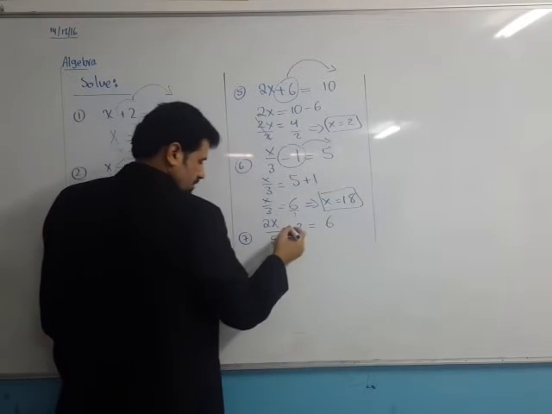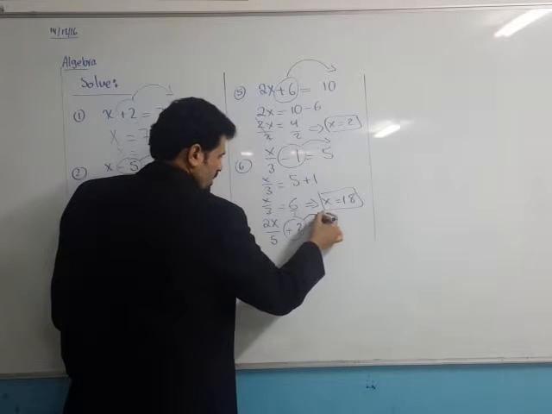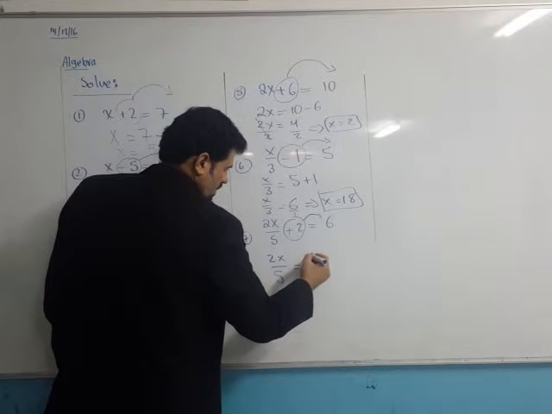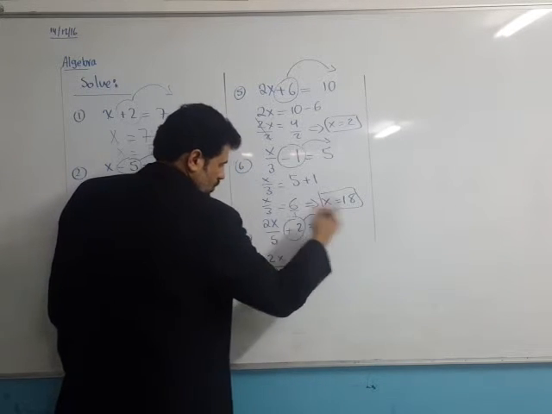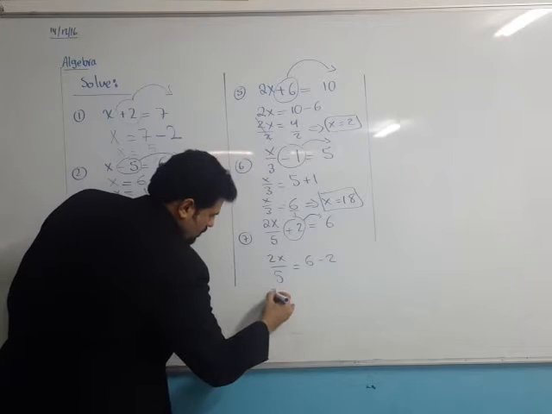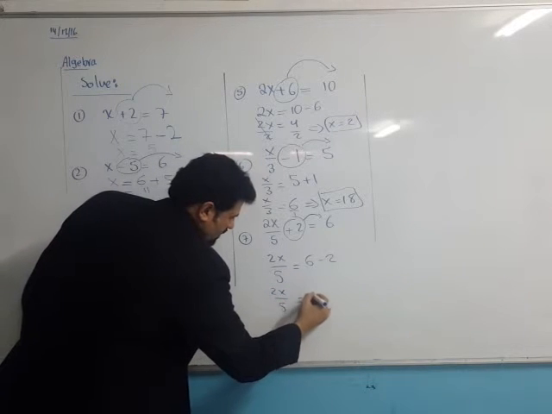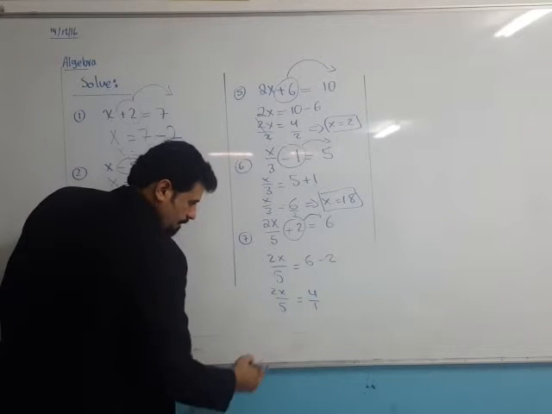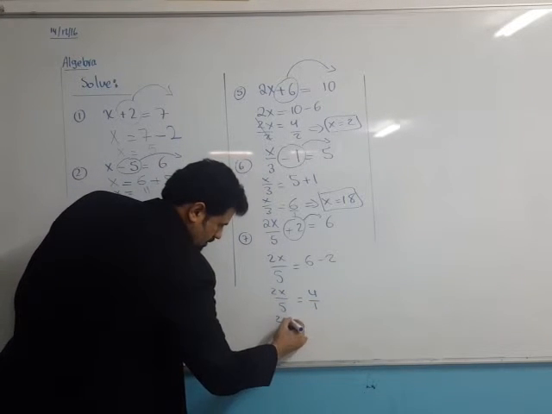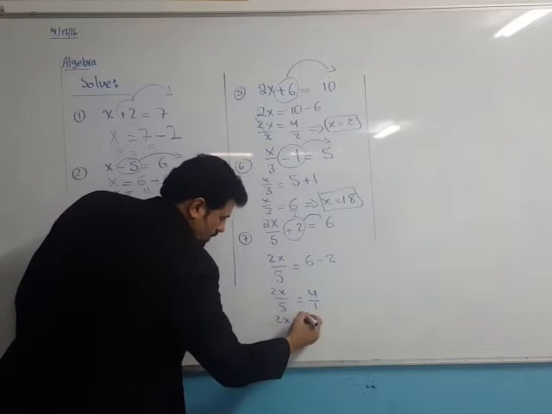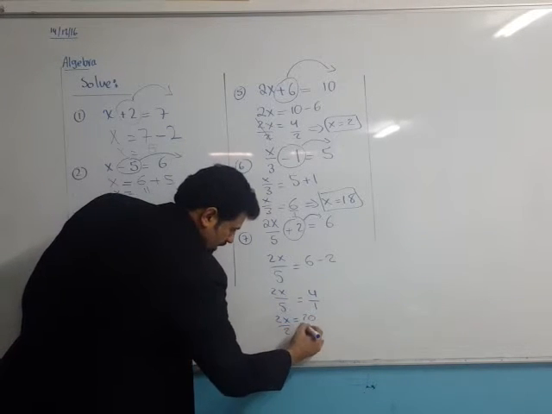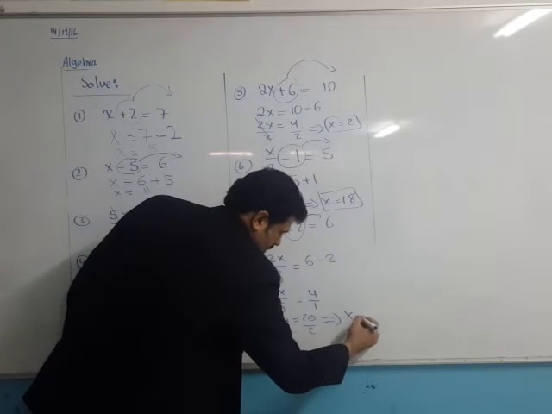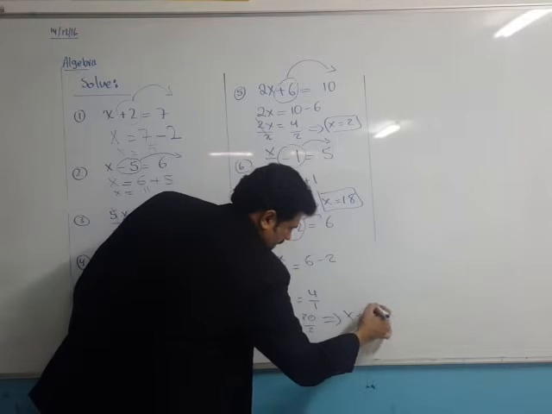Now, let's do this one. We send the 2 to the other side, and then we keep 2x over 5 the way it is for now. Because it's plus 2, it goes as minus 2. And then 2x over 5 equals 4. Now we do cross multiply. 4 over 1. And then 2x equals 5 times 4, 20. And then we divide by 2, divide by 2. This will cancel. And then x will be 20 over 2, 10.